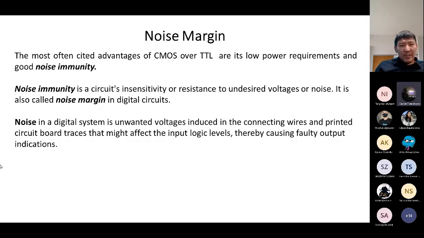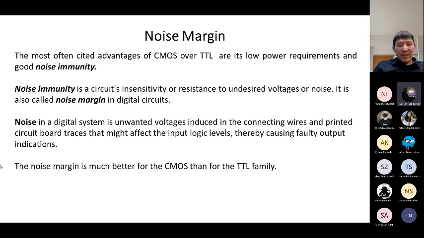But before we talk about this, let's define what noise is in a digital circuit and digital system. Noise in a digital system is unwanted voltage induced in the connecting wires and printed circuit board traces that might affect the input logic levels, thereby causing faulty output indications. So the noise margin is much better for CMOS than for the TTL family. So you should understand the popularity and the widespread use of CMOS. First of all, it's due to the lower power consumption and because it is more insensitive to noise.